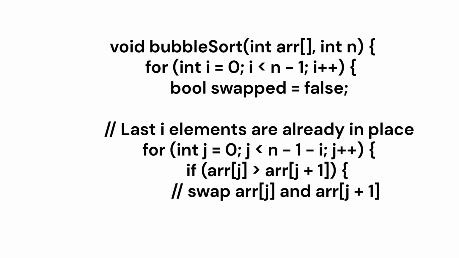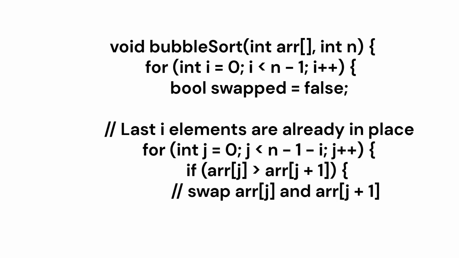for (int i = 0; i < n-1; i++). This line starts our outer loop. int i = 0. We start the loop counter i at 0. i < n-1. The loop runs as long as i is less than n-1. i++ after each pass, we increase i by 1. Why n-1? Because if there are n elements, we need at most n-1 passes to make sure everything is sorted. After each pass, one largest element moves to its correct position at the end, so we don't need to keep going forever.